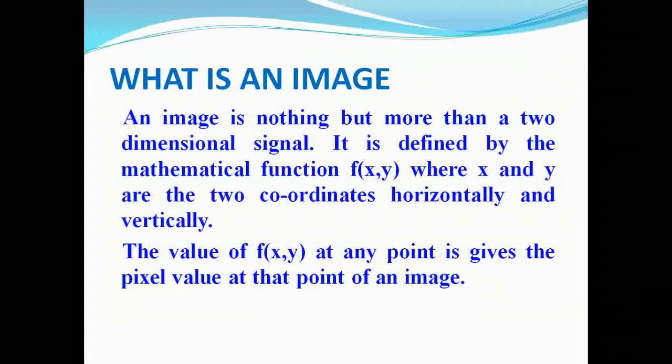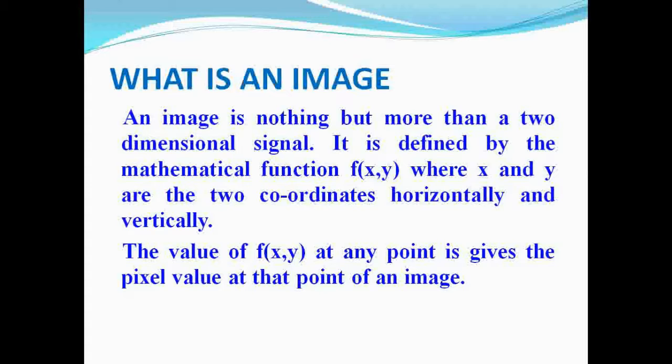An image is nothing but a two-dimensional signal. It is defined by a mathematical function f(x, y), where x and y are two coordinates: x is horizontal and y is vertical. The value of f(x, y) at any point gives the pixel, a spatial value at that point of an image.